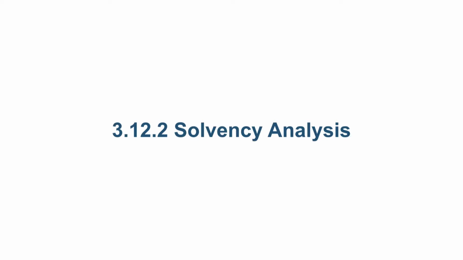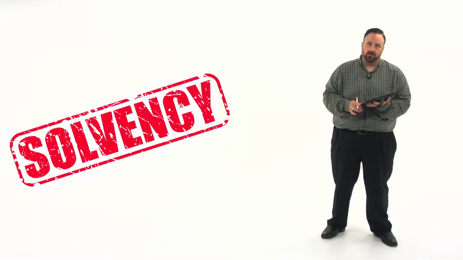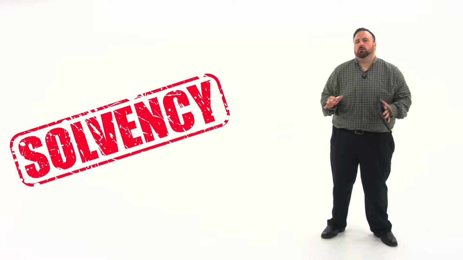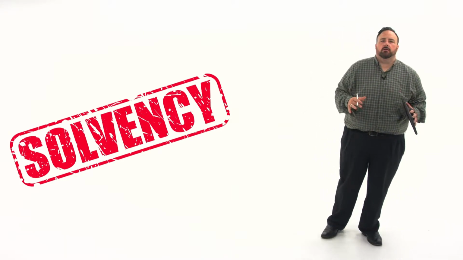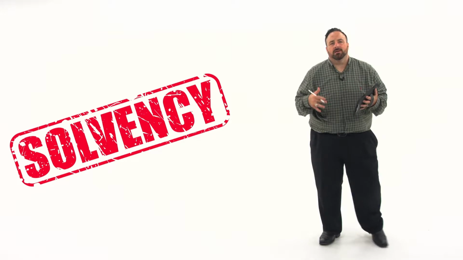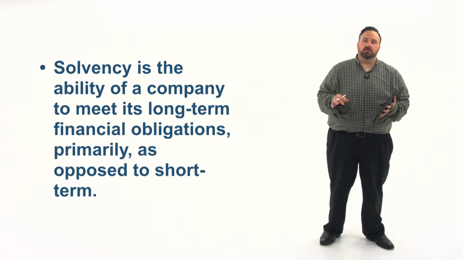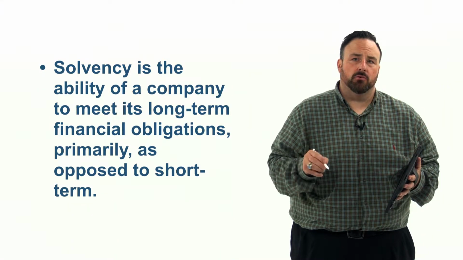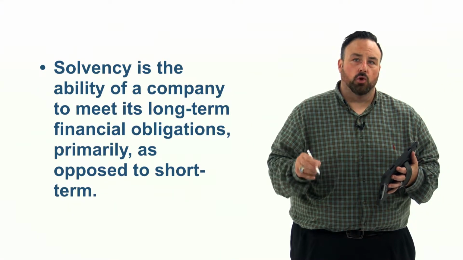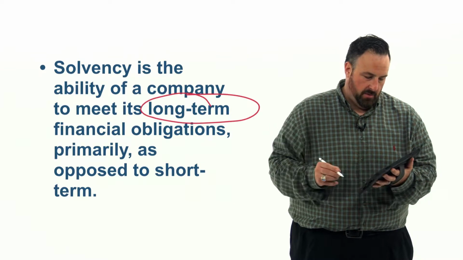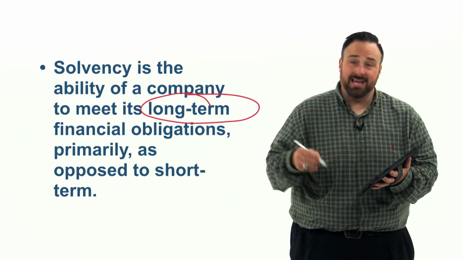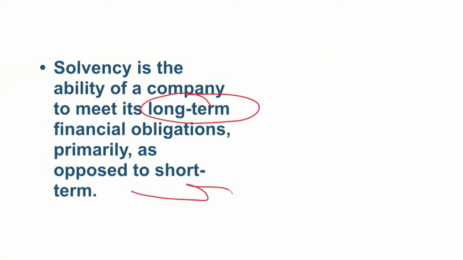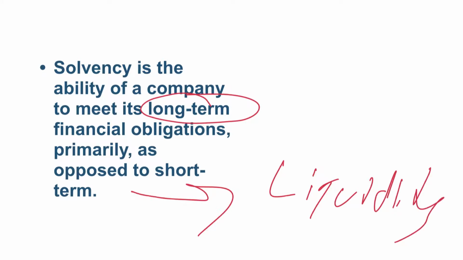Okay, subunit 3.12.2, solvency analysis. We just talked about liquidity analysis, and liquidity analysis dealt with being able to sell off assets to pay short-term debt. Now, solvency analysis is actually the ability for a company to meet its long-term financial obligations primarily, as opposed to short-term, which would be liquidity. So two separate analyses, two separate ratios.